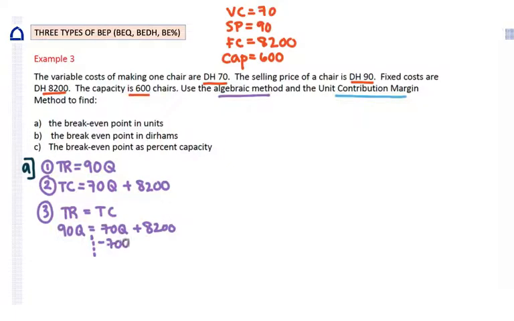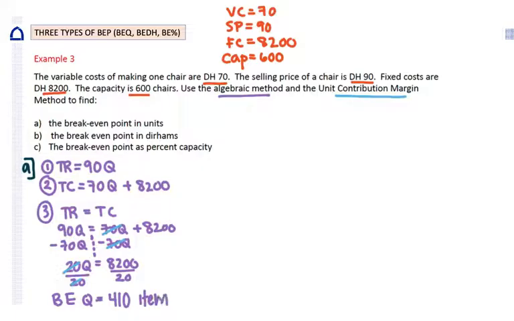Now we do algebra to solve. We will subtract 70Q from both sides. We will collect all the Q's on the left-hand side, and we end up getting 20Q equals 8,200. Now we want to isolate the Q, so we will divide both sides by 20, and we will get that the quantity, which now is going to be called the break-even quantity, is 410 items. So if I sell less than 410 items, it would be a loss. If I sell more, it would be profit.